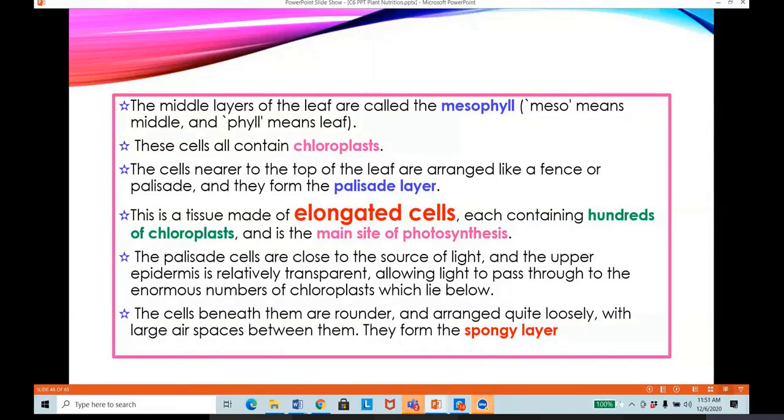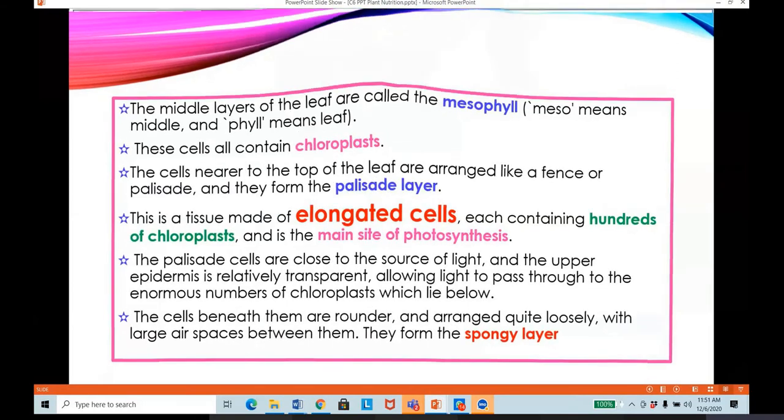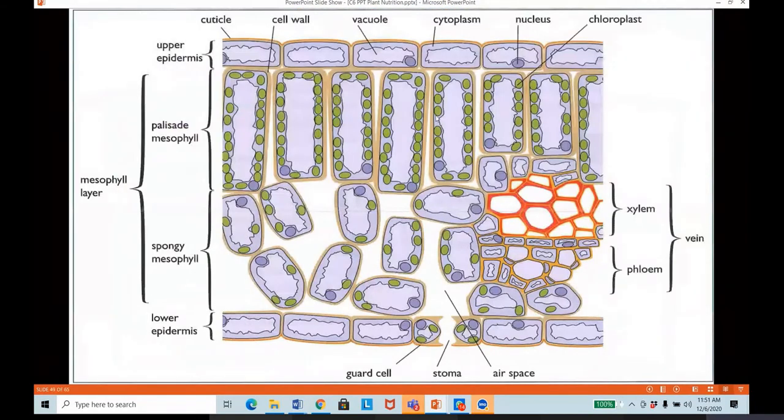And this tissue is made up of elongated cells, each containing hundreds of chloroplasts, and it is the main site of photosynthesis. So the palisade cells are close to the source of light, and the upper epidermis is relatively transparent, allowing the light to pass through to the enormous number of chloroplasts which lie below, as you can see in this picture. Okay, can you see these number of chloroplasts here?